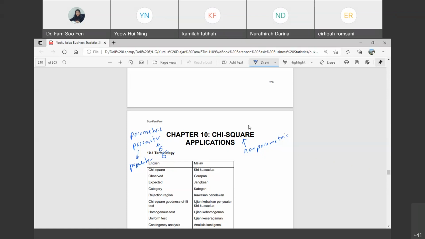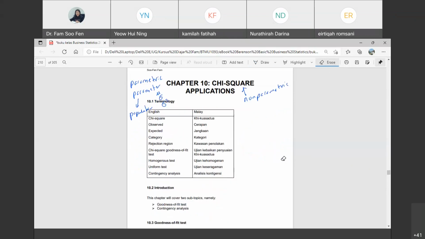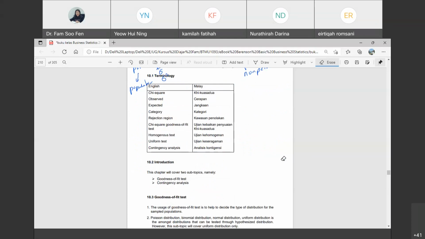This one is non-parametric. When you talk about non-parametric, non means don't have. It means that it's not about the mean, not about the standard deviation, not about the variance, because it's non-parametric. It's more about the frequency and also the probability. Now you can see the chi-square.